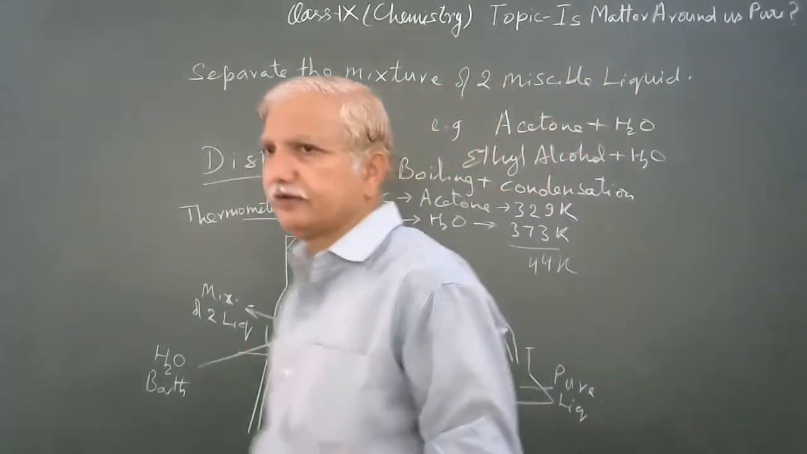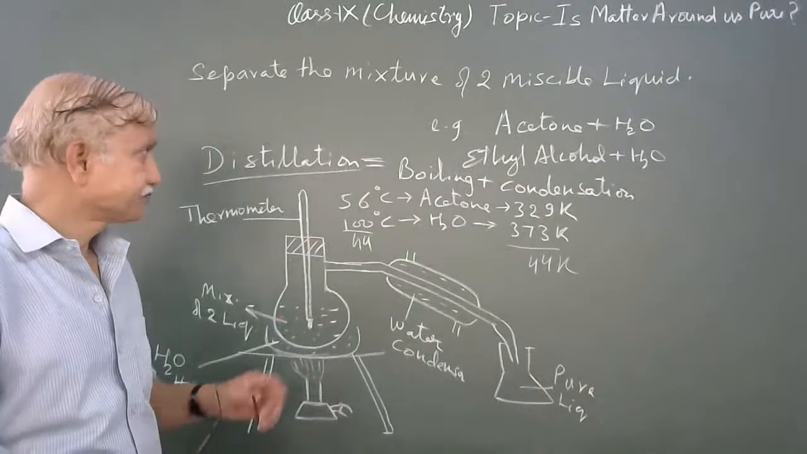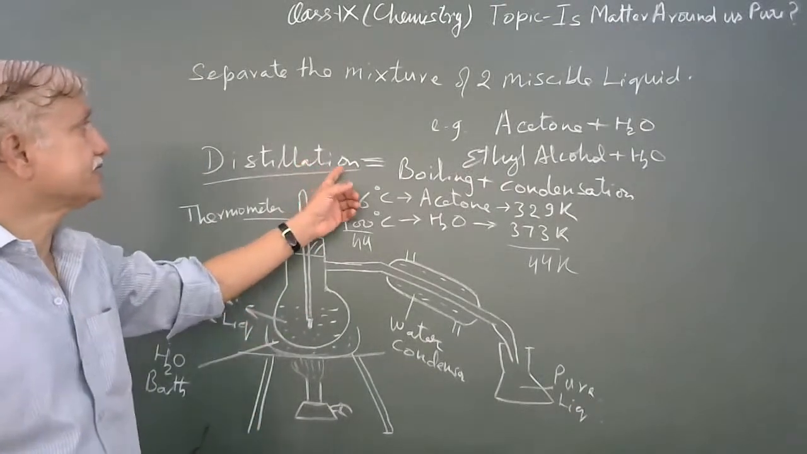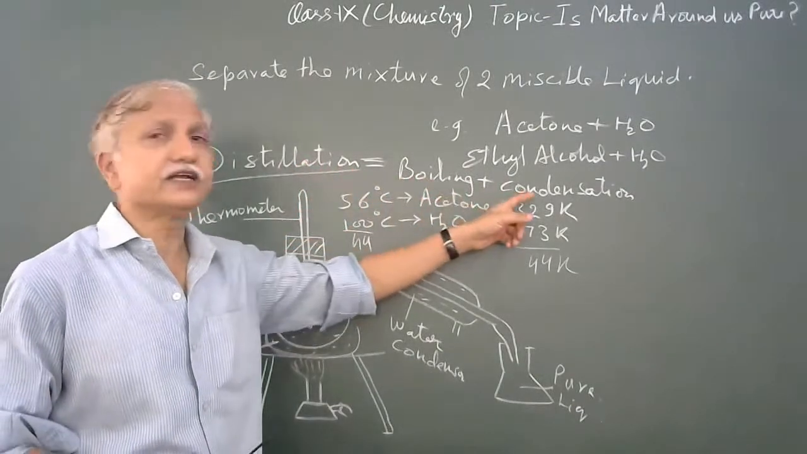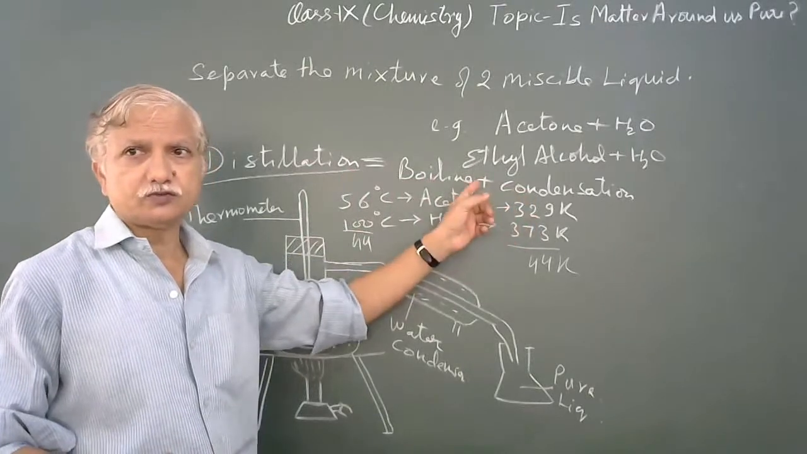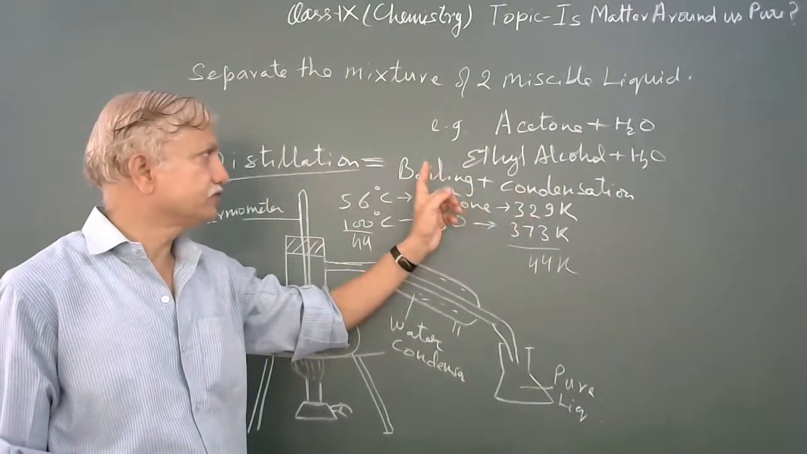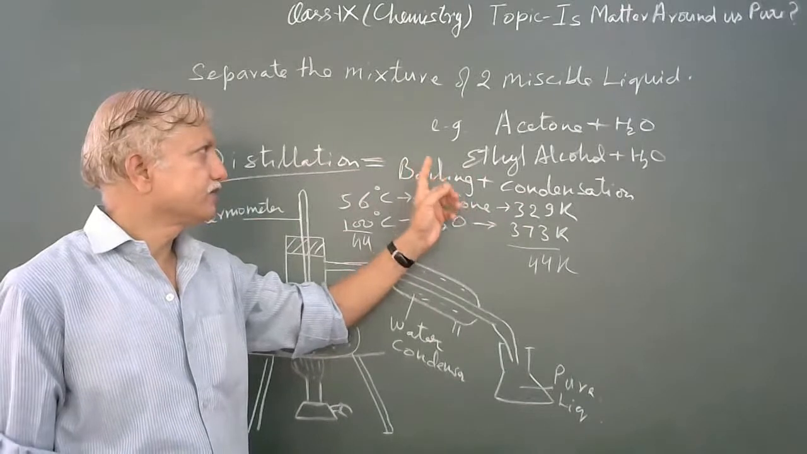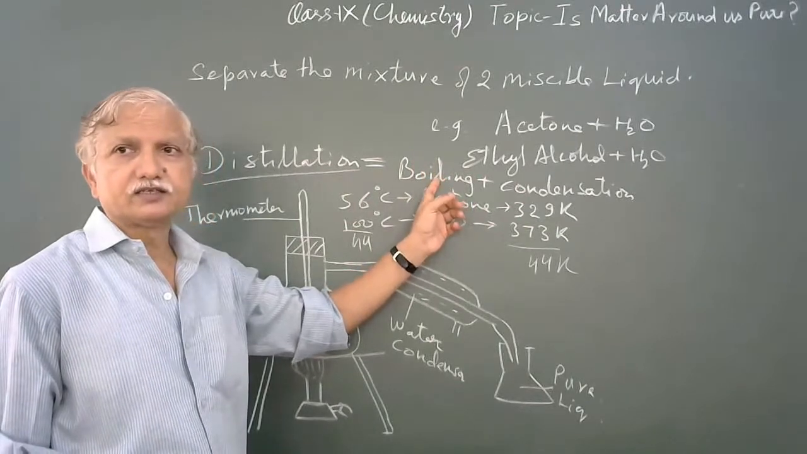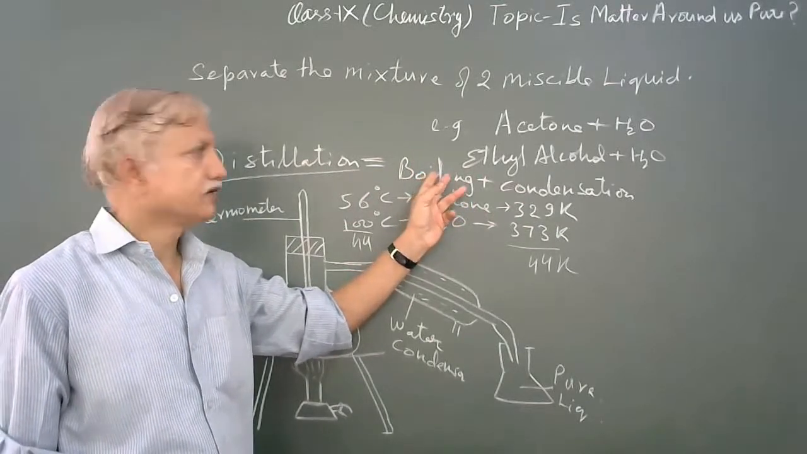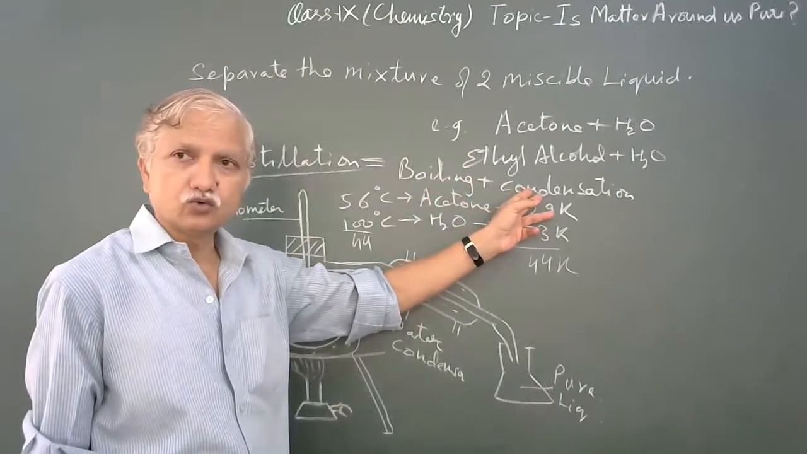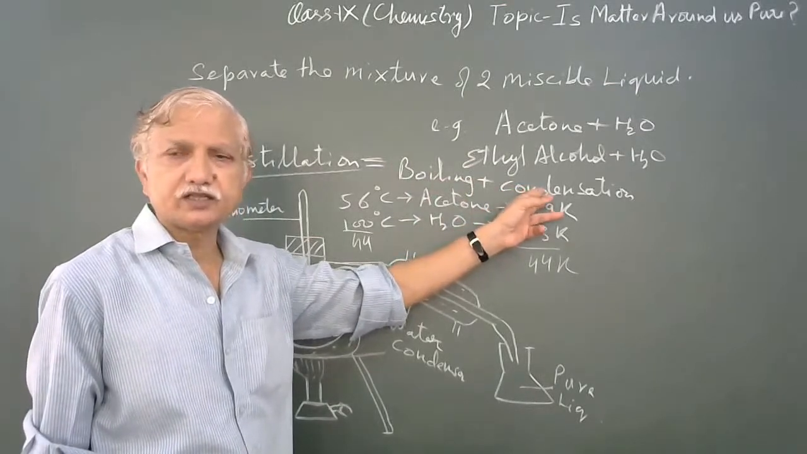So now I will explain what distillation is. One thing you keep in your mind: distillation is a process that includes boiling and condensation. In this process, first we boil the component. After boiling, the vapors of the component are collected and cooled, so they get condensed into liquid.